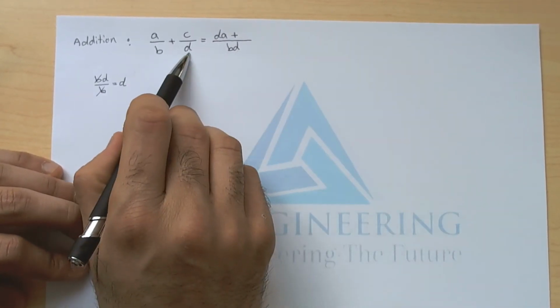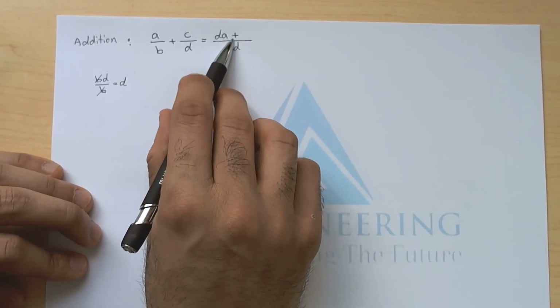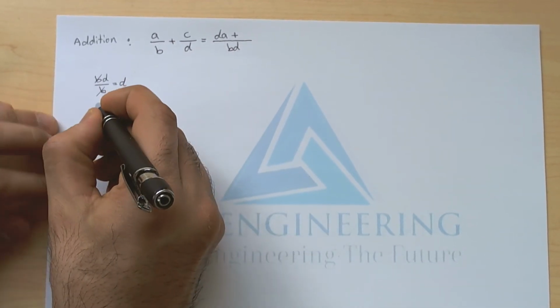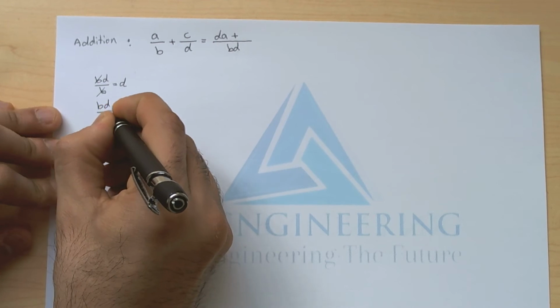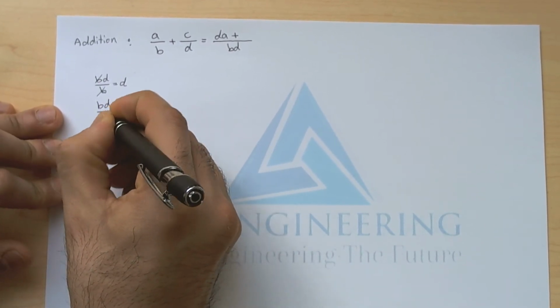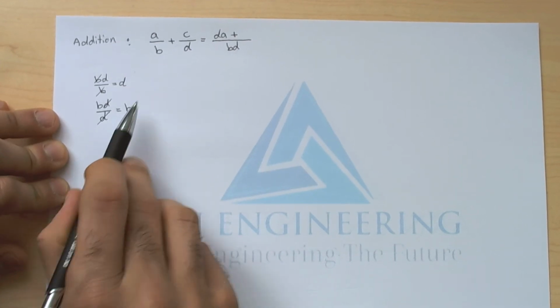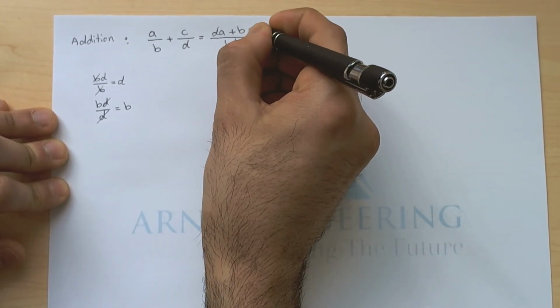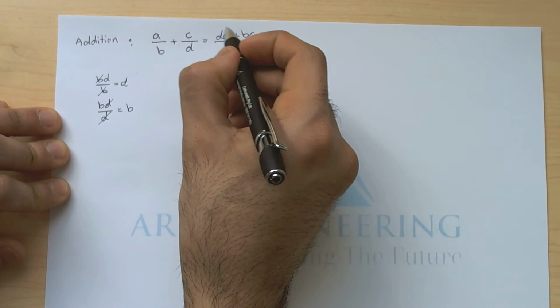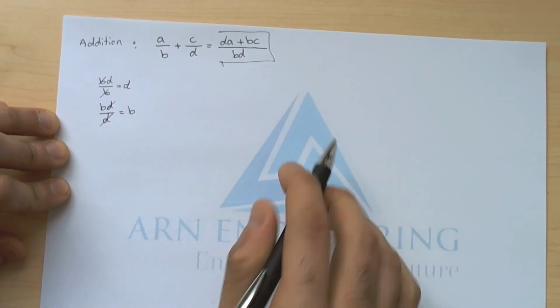Then we do the same thing for this fraction. We say BD divided by D this time. So BD divided by D. D and D will cancel out, and we're going to get B. Then we times B by C. BC. And that's it. That's how we can do an addition.